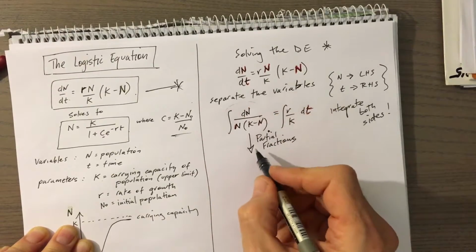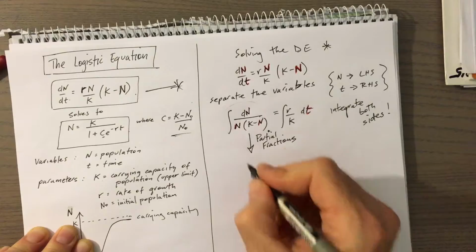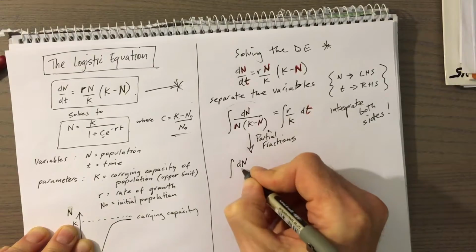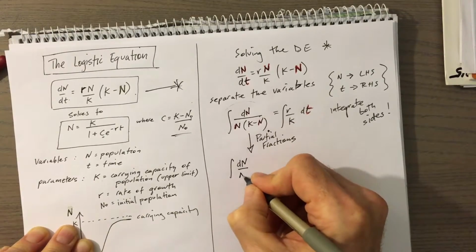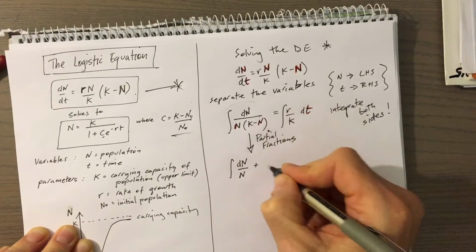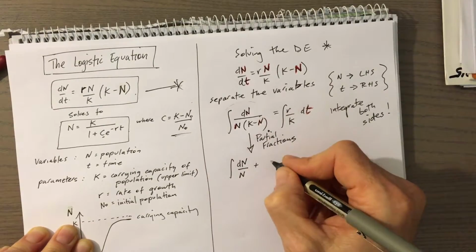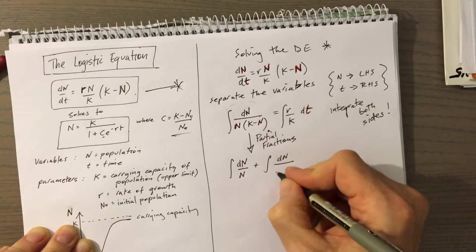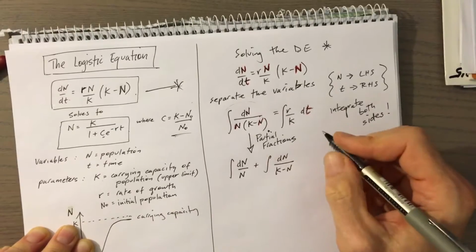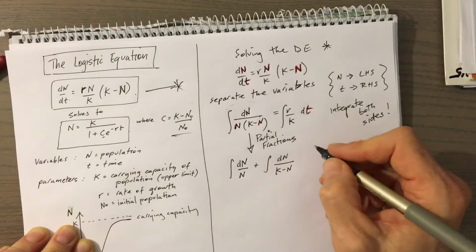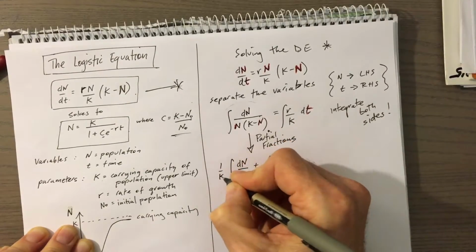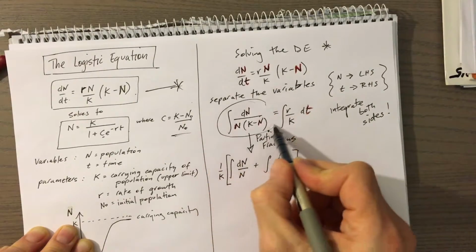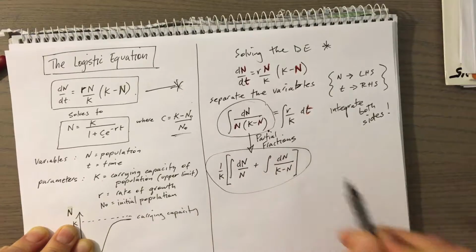this left-hand side ends up looking like the integral of dn over n, plus the integral of dn over k minus n, and on top of that we have 1 over k in brackets. So this left-hand side becomes this, okay?